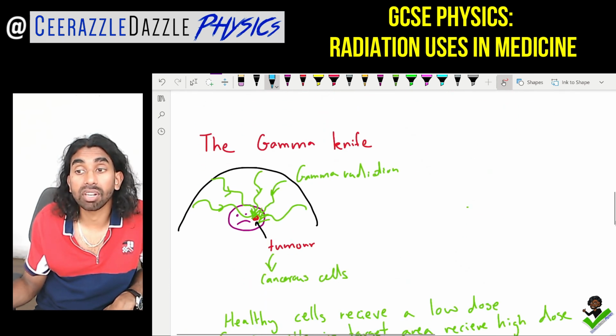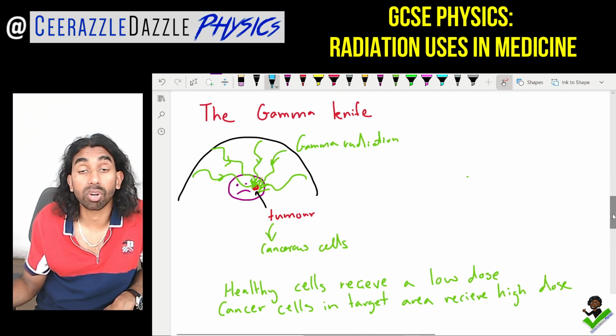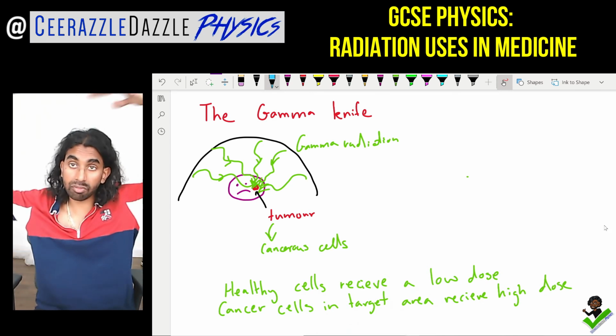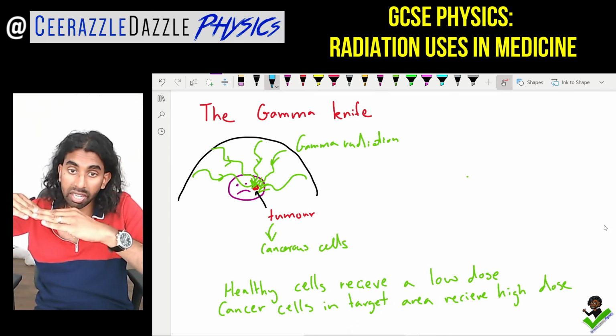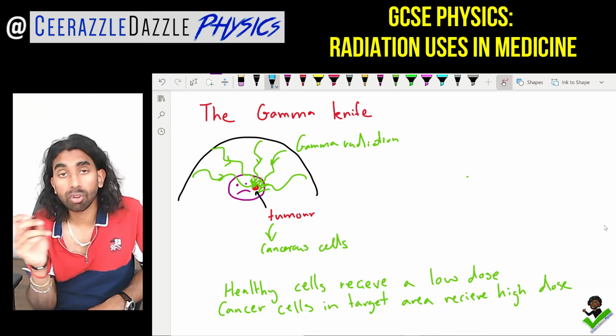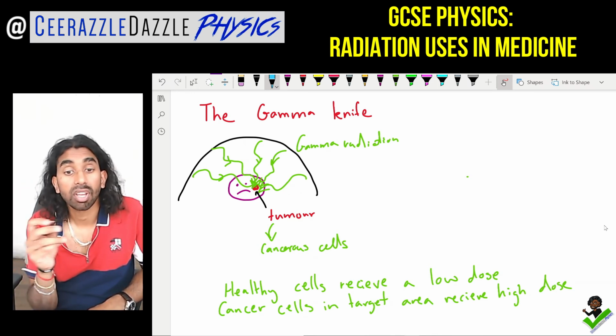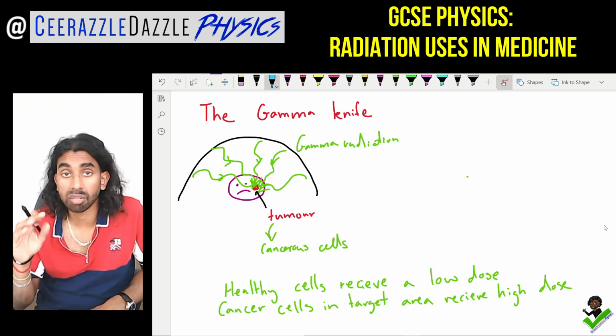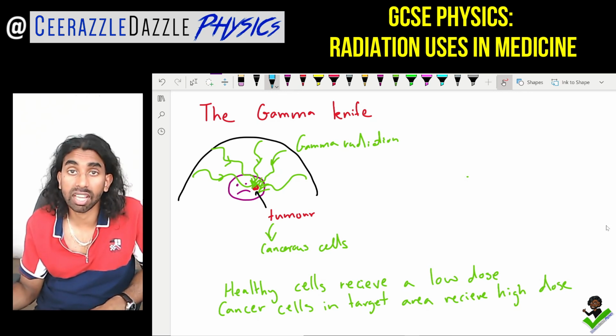Scrolling down, the gamma knife. The gamma knife is one use of the gamma radiation. If you have a tumor, they blast you with gamma from different directions. Where all the rays meet, that's going to be concentrated on killing the cancer cells. Obviously, your healthy cells receive a low dosage, but the cancer cells in the target area receive the highest amount. So that's a use of the gamma radiation to treat cancer.